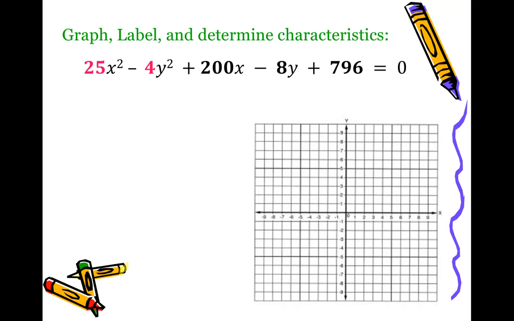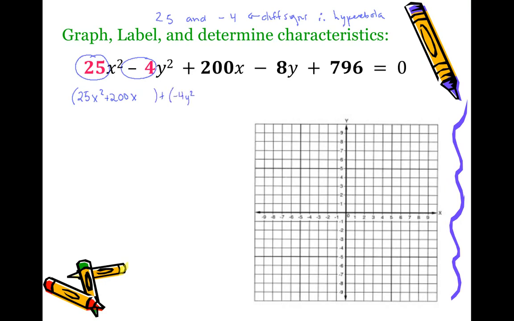So if I focus in on my coefficients of x squared and y squared, they are different signs, right? You have 25 and -4. Different signs, therefore it's a hyperbola. So we know what we want it to look like at the end. So let's do the exact same thing that we would before. 25x squared plus 200x plus -4y squared. Careful, you can't just separate that, right? It's a -4. That's the coefficient.